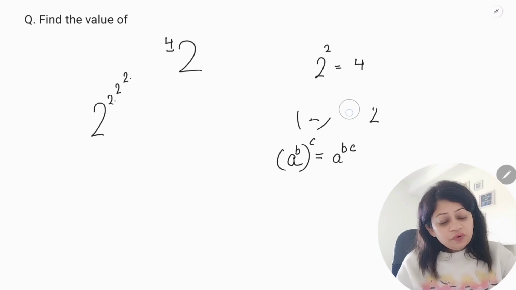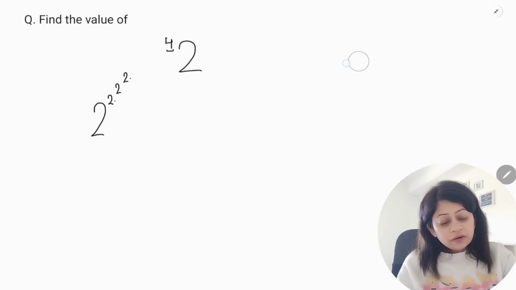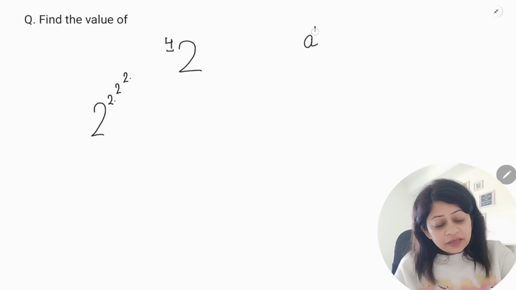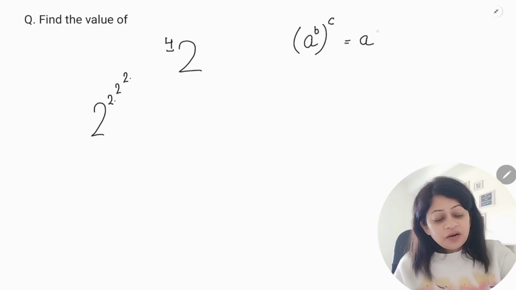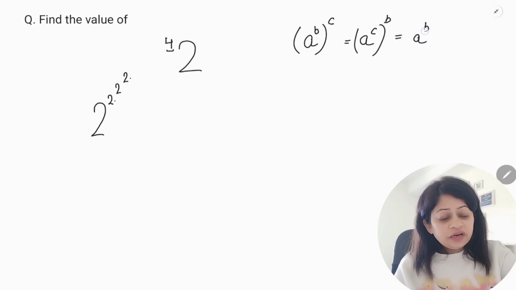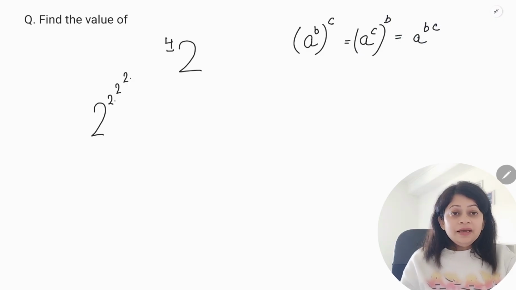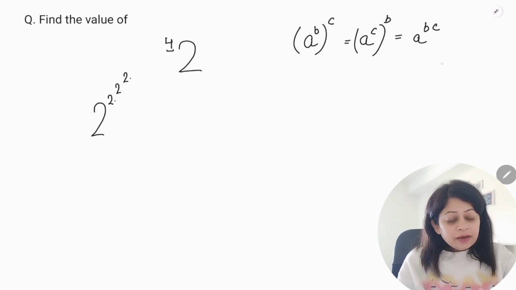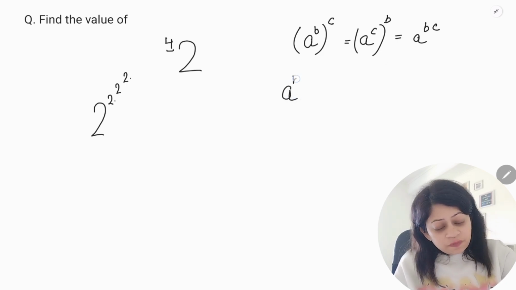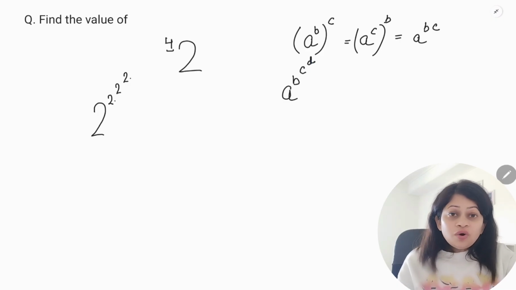But now, if you look at your question here, we do not have a raised to power b and then bracket raised to power c. This can be written as a raised to power c raised to power b, and this can be written as a raised to power bc. Like we multiply the powers when we have brackets here. But whenever it is a raised to power b raised to power c raised to power d, it is like that. You do not have any bracket, right?